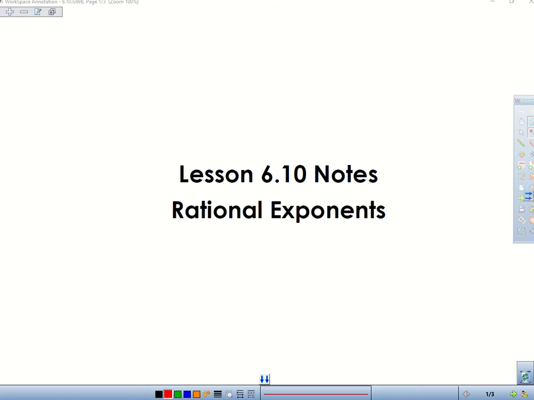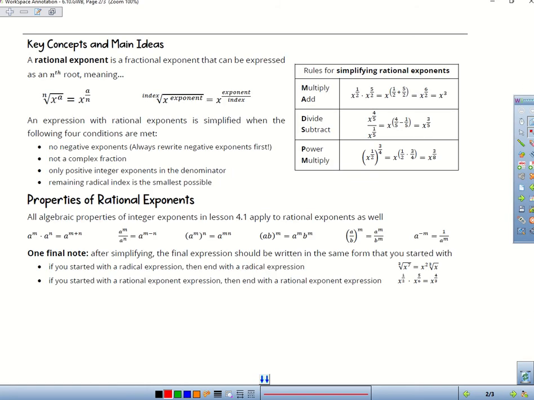Alright, so today we're going to be doing 6.10, which is going to be rational exponents. A rational exponent is a fractional exponent that can be expressed as an nth root. So it's another way of expressing a root, and you can always convert back and forth as needed. Basically, if you're taking the nth root of x to the a, that's the same thing as x to the a over n. So whatever the exponent is on your radicand over the index, okay?